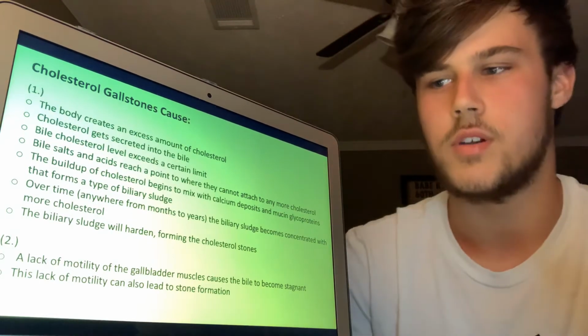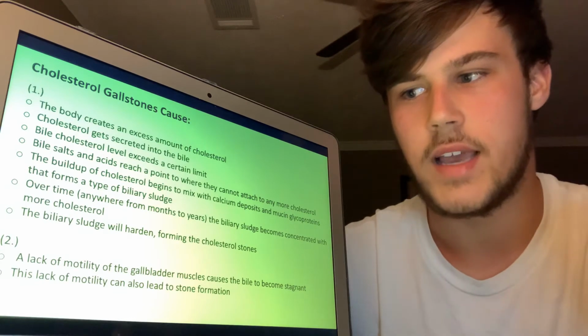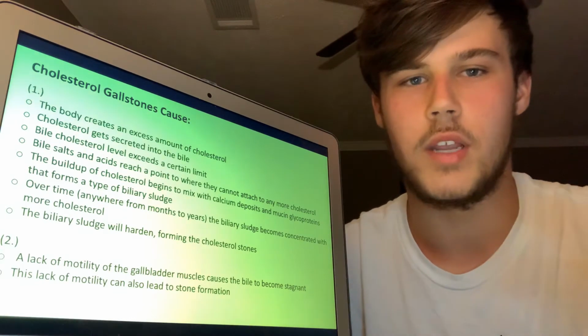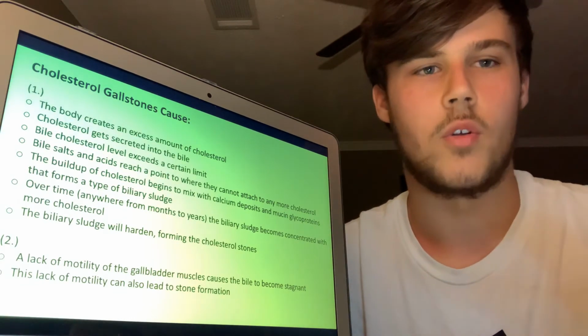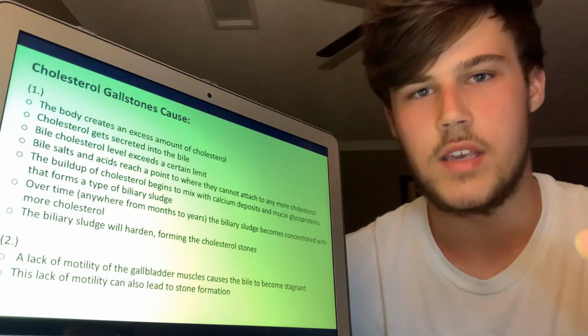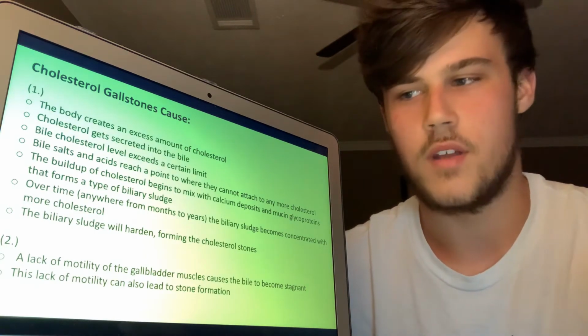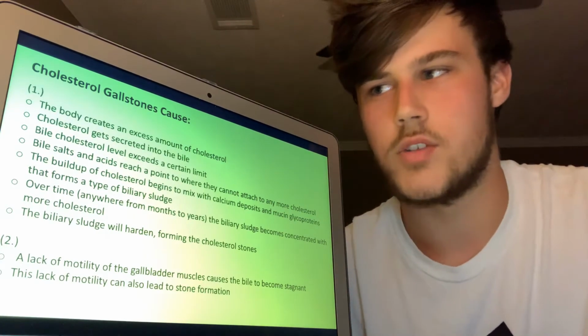the cholesterol stones. And the second way is a lack of motility in the muscular wall of the gallbladder, and this can cause the bile to become stagnant, and this is another way that the cholesterol gallstones form.